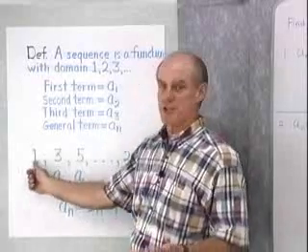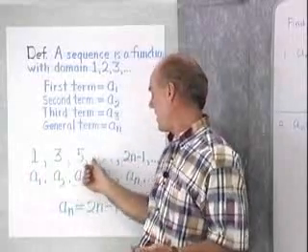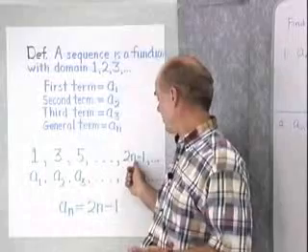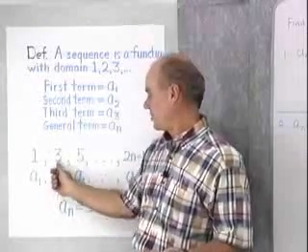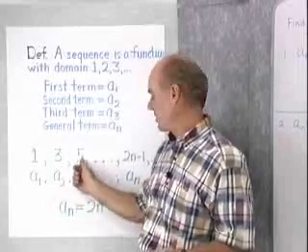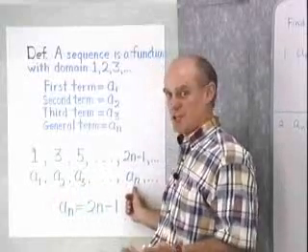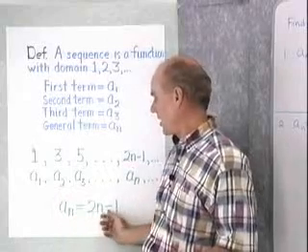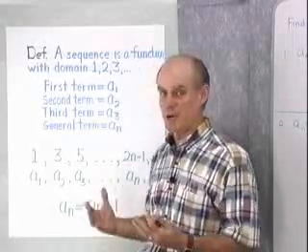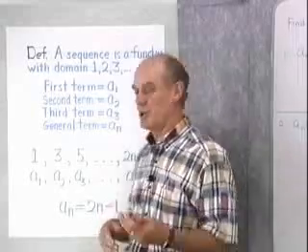So for instance, for the sequence of odd numbers, 1, 3, 5, dot, dot, dot, the general term is 2n minus 1. The first term, a1, is 1. a2 is 3. The third term, a3, is 5. And then the nth term, a sub n, is 2n minus 1. So we say a sub n is equal to 2n minus 1, and this general term will allow us to find any term in the sequence.